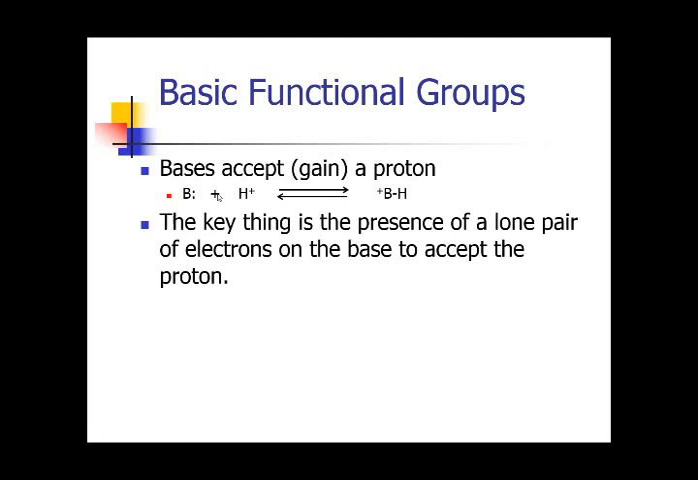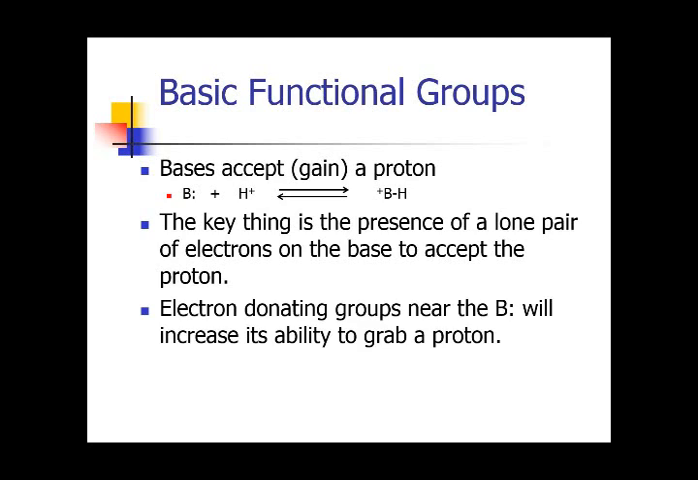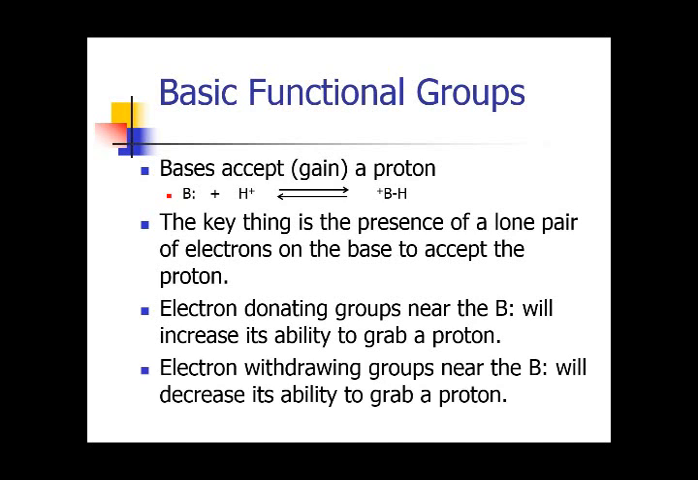The key thing is there needs to be a pair of electrons in order to do this. Now we typically draw this as like a B minus, and that's basically the more electron density that's around that B minus, the more able it is to grab a proton because it'll have more negativeness to it. Likewise, if you have electron withdrawing groups, it'll decrease the ability to grab a proton.